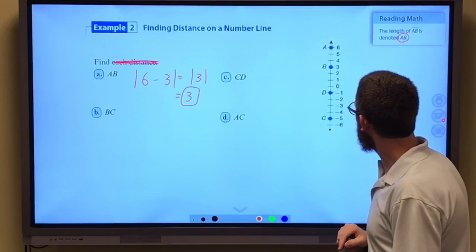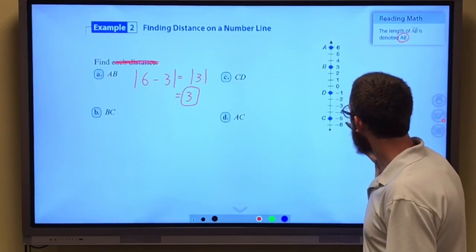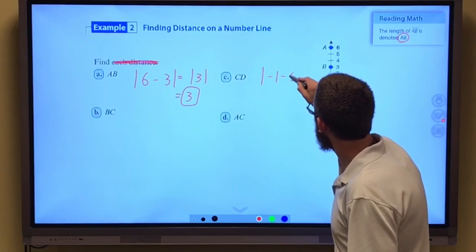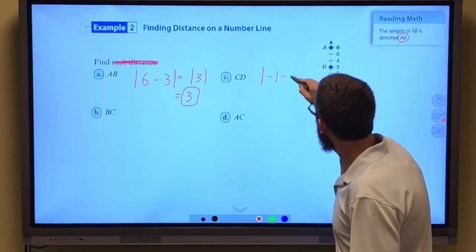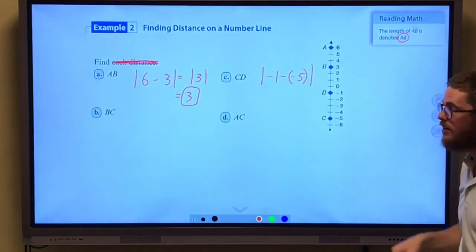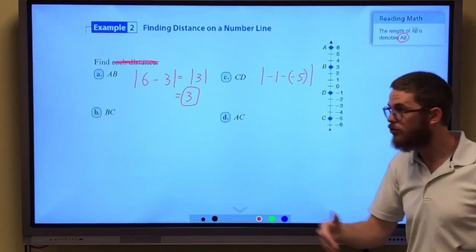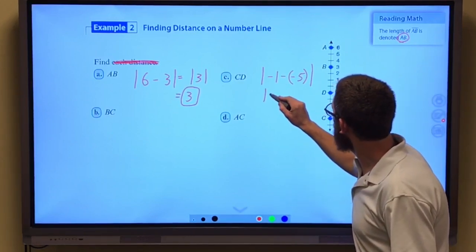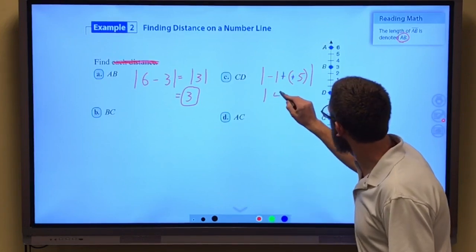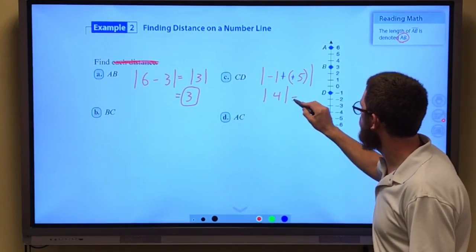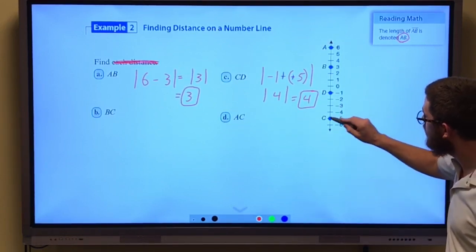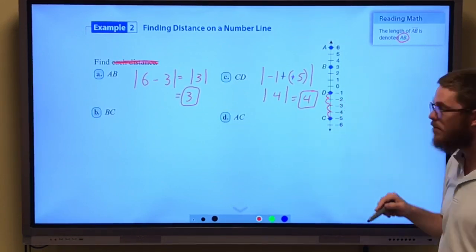The distance from C to D, well, C is at -5, D is at -1, so the absolute value of -1 minus a -5, the difference of those 2 values would be the absolute value of +4, and the absolute value of 4 is 4. So the distance from C to D, 1, 2, 3, 4. That makes sense.